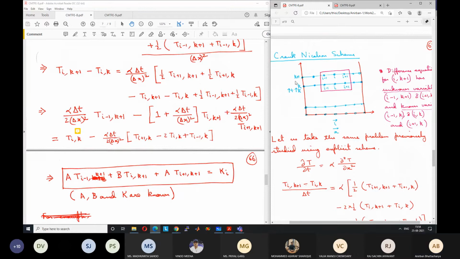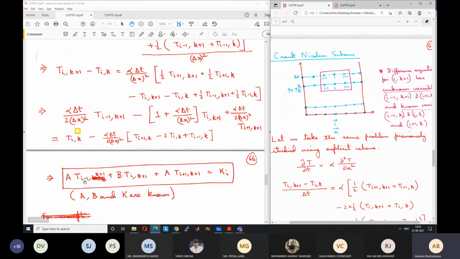Ideally this should be written as a i, because this can vary, but in our case it is not varying because we have taken constant alpha, constant delta t, and delta x square. So in this case, alpha delta t by delta x square we are writing as a. Similarly this term, alpha delta t by 2 delta x square, we are writing as a. And this term, minus 1 plus alpha delta t by delta x square, we are writing as b. So our equation is a T i minus 1 k plus 1, plus b T i k plus 1, plus a T i plus 1 k plus 1, equal to k i.